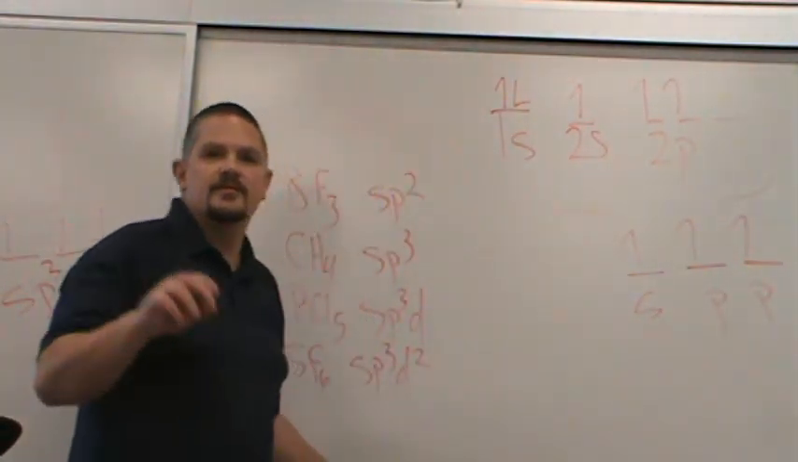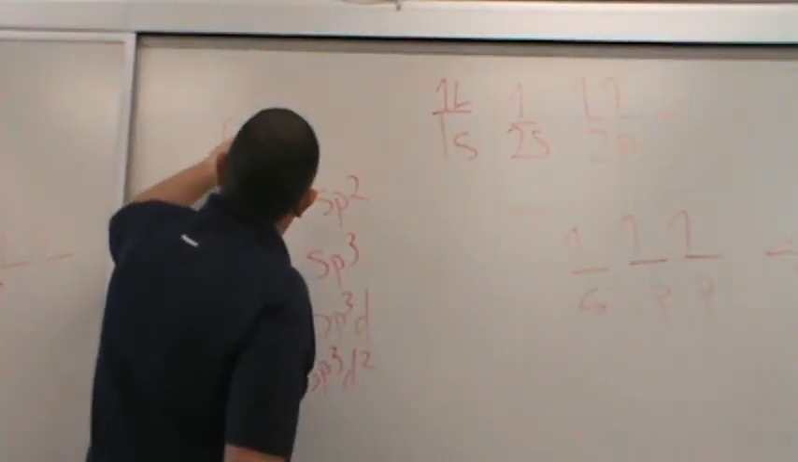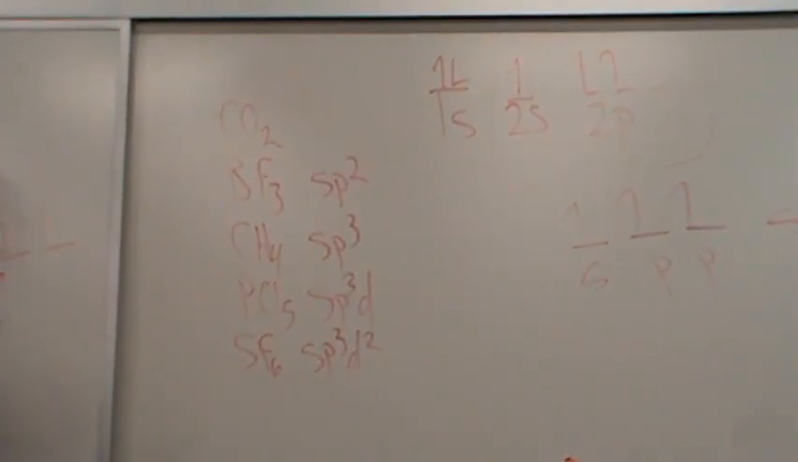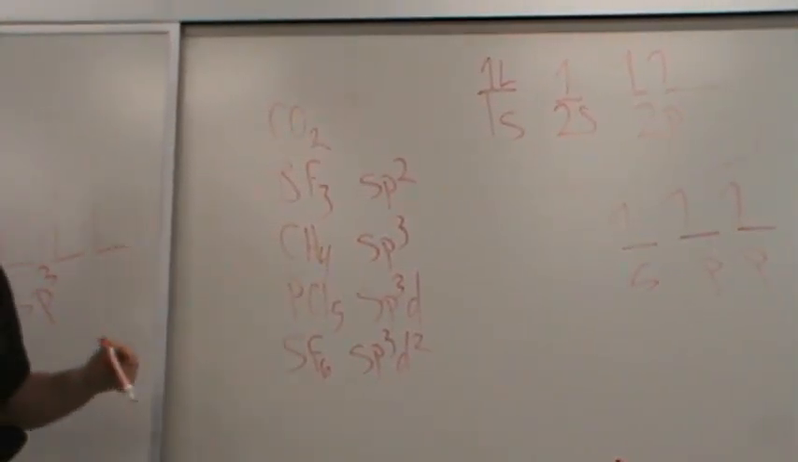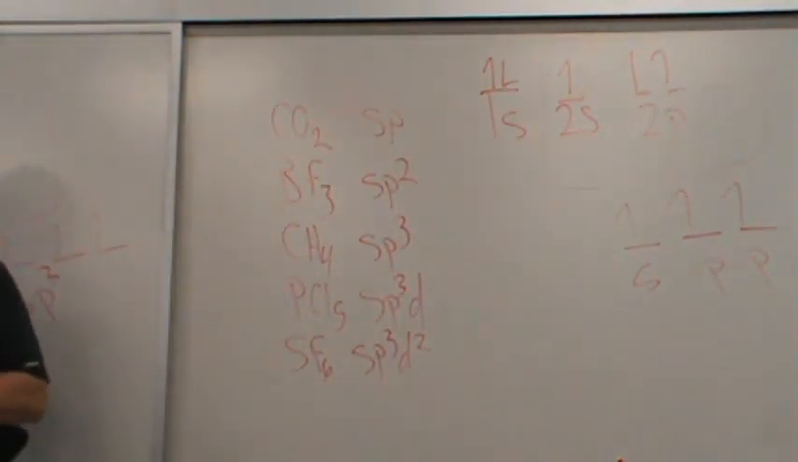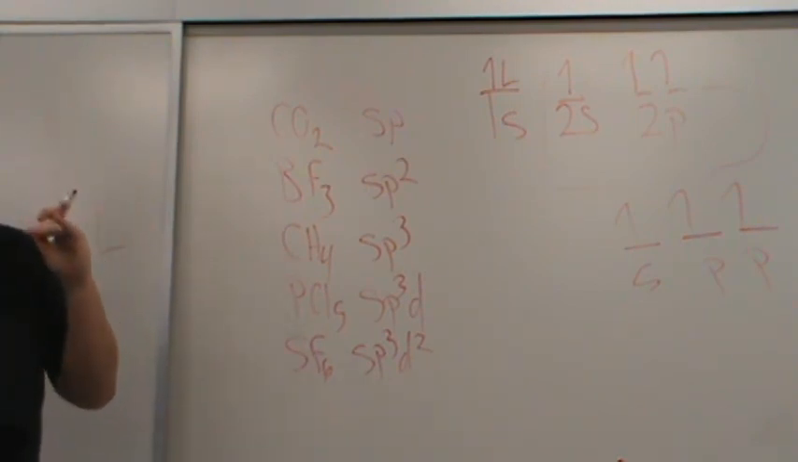Now, what if we only had 2 things coming off the central atom? Example, CO2. We only have 2 oxygens coming off the carbon. Its hybrid orbital would be sp. So that's all we have to write in the assignment, just sp. With the hybridization, you look at how many things are coming off the central atom.